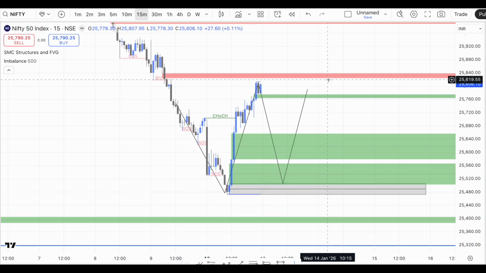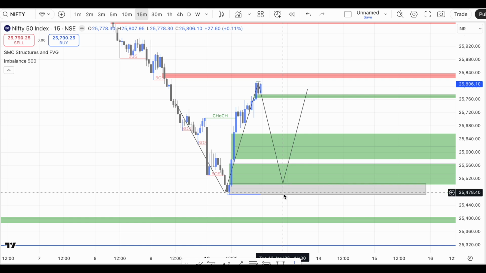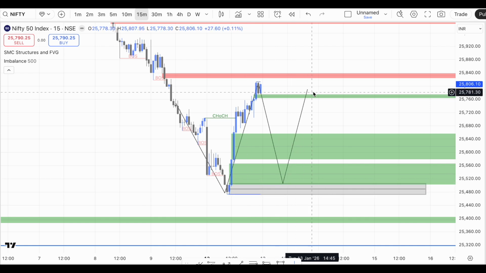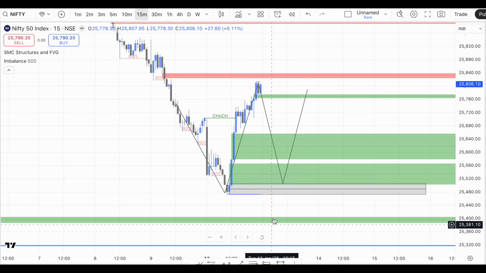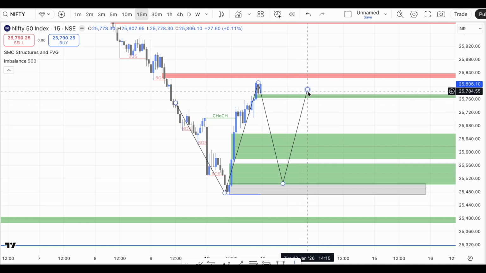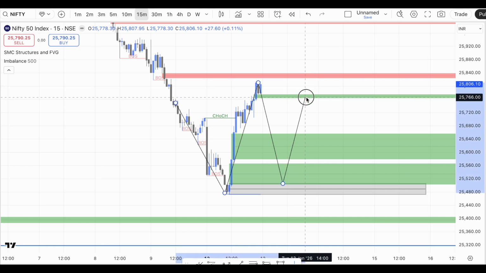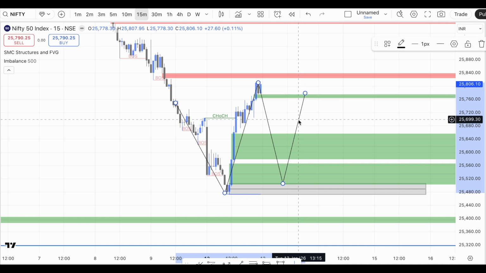So if the market opens gap down, I will keep my SL at today's session low, 25,470-ish range, and I will try a call option. I will not try a put option here. I will try a call option here, since if it is opening as a gap down, then the last candle will act as a supply. So I will target all the way till the 25,780 range. Okay, so this is clear.